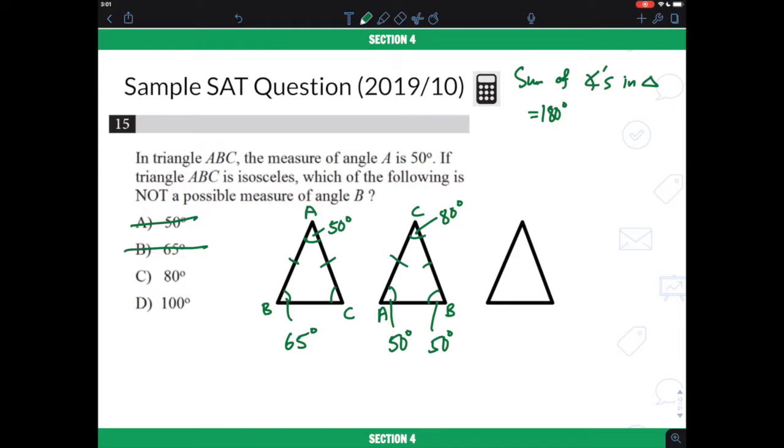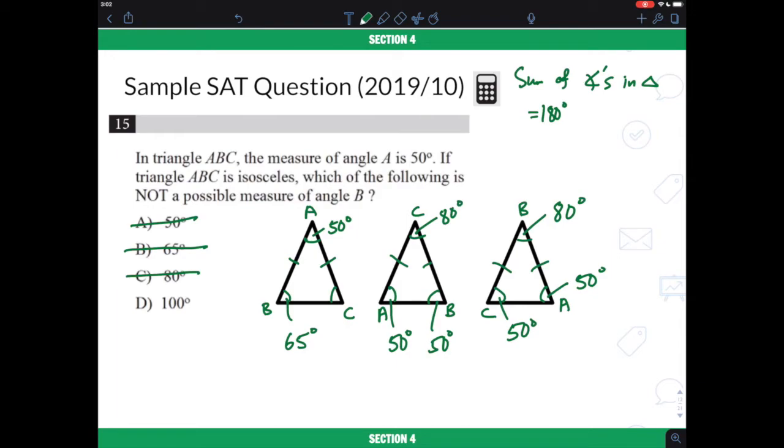Now, let's think about what happens when we switch the letters again. So if we have A, B, and C, angle A is, again, 50 degrees as given, and angle C in this case would also be 50 degrees. And so now we think about, what could angle B be? Again, using the concept that all the angles in a triangle should add up to 180 degrees, and we have the two base angles adding up to 100 degrees, angle B would be 180 minus 100, which is 80 degrees. So 80 degrees is also possible for angle B.